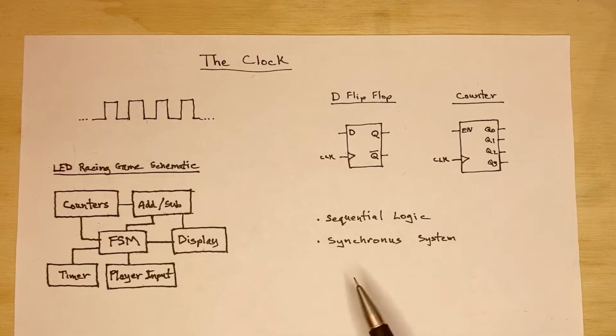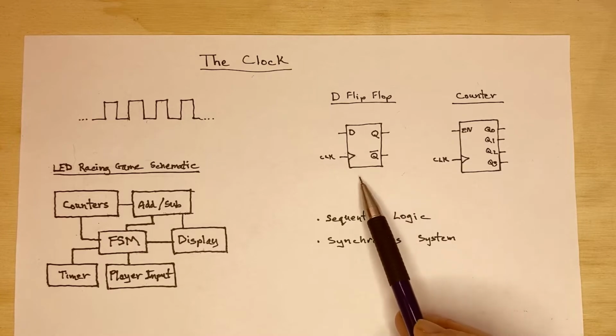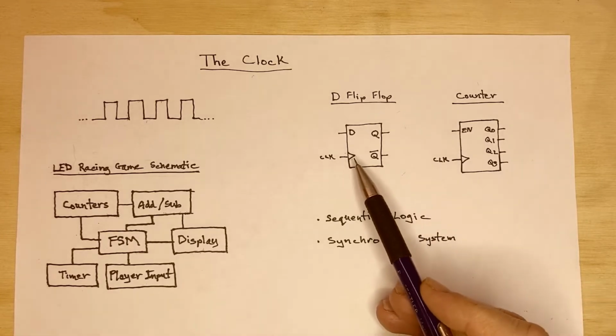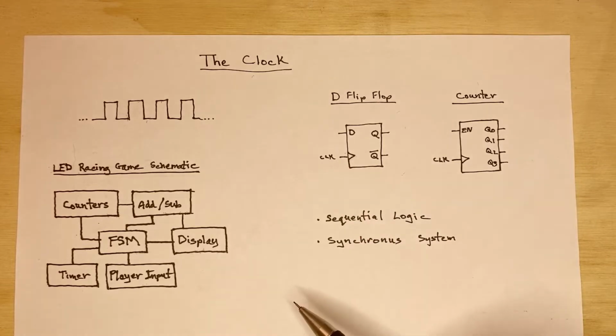And sometimes, you'll hear the names, maybe sequential logic or synchronous system. And those are circuits that use a clock to function. And various IC chips need the input of a clock. I've drawn two here. One is a D flip-flop, and another is a counter. And anytime you see this little triangle symbol, that means in order for the chip to work correctly, it needs the input of a clock.